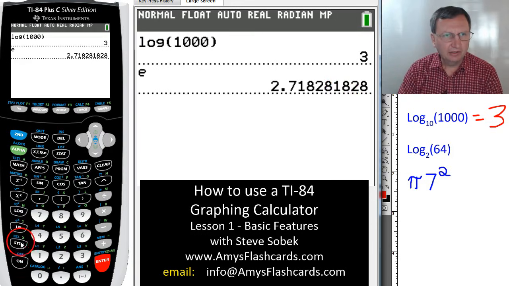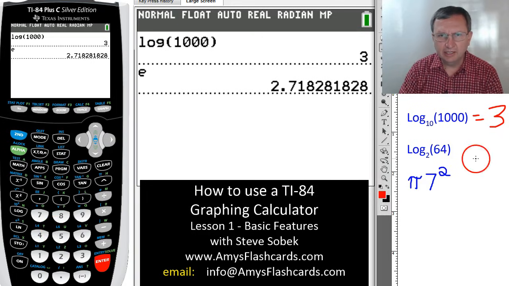We have log base 10 and log base e. We don't see a log base 2 or log base 3 or log base 4. How do we do that? Well, we don't need the calculator for this problem, because we know this is asking 2 raised to what power is going to work out to 64.